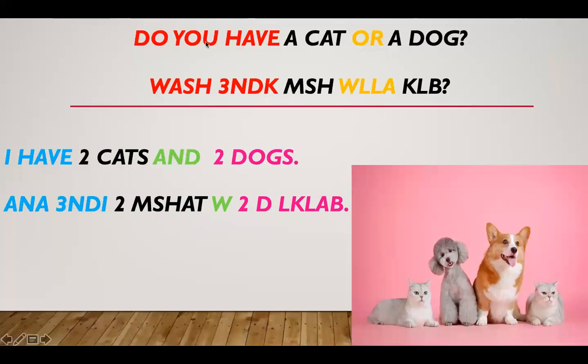واش عندك? Do you have. واش is "do you", it has the meaning of that, and عندك is "you have". واش عندك مش ولا كلب؟ Do you have a dog or a cat? مش is a cat, كلب is a dog.